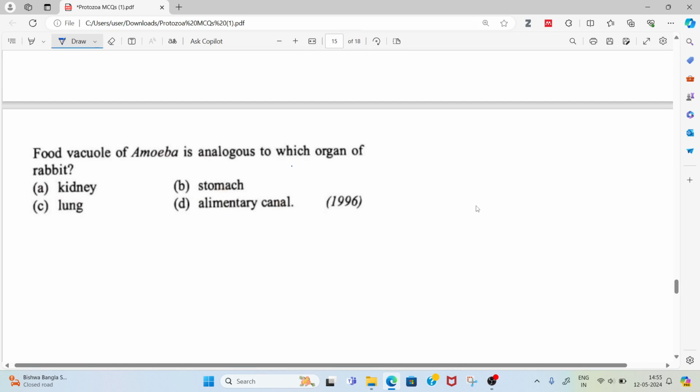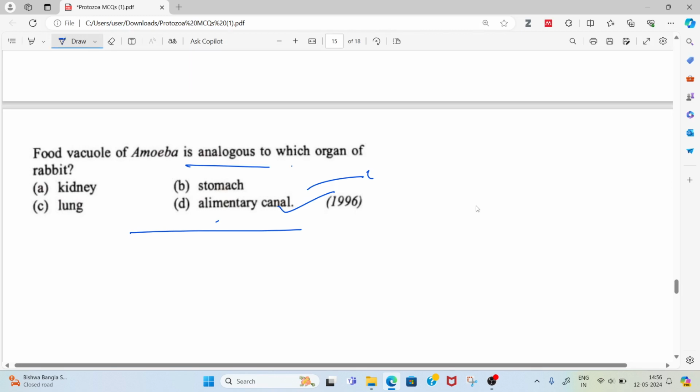Next question, food vacuole is analogous to which organ of rabbit? Analogous means the organs which are similar in appearance and perform the same function but differ in their origin. The food vacuole of amoeba helps in engulfment of food, digestion and egestion. Thus it performs all the functions of the alimentary canal of rabbit. So the alimentary canal is the correct answer.